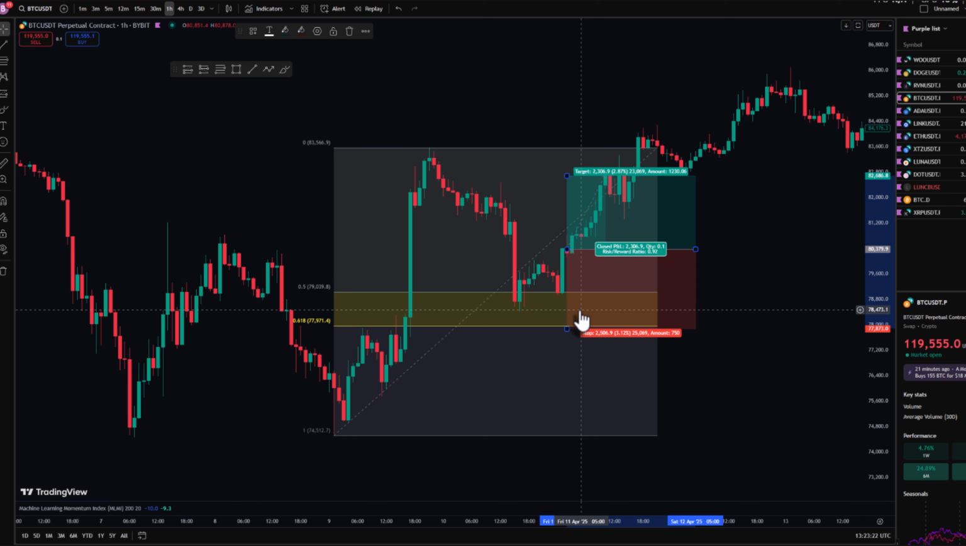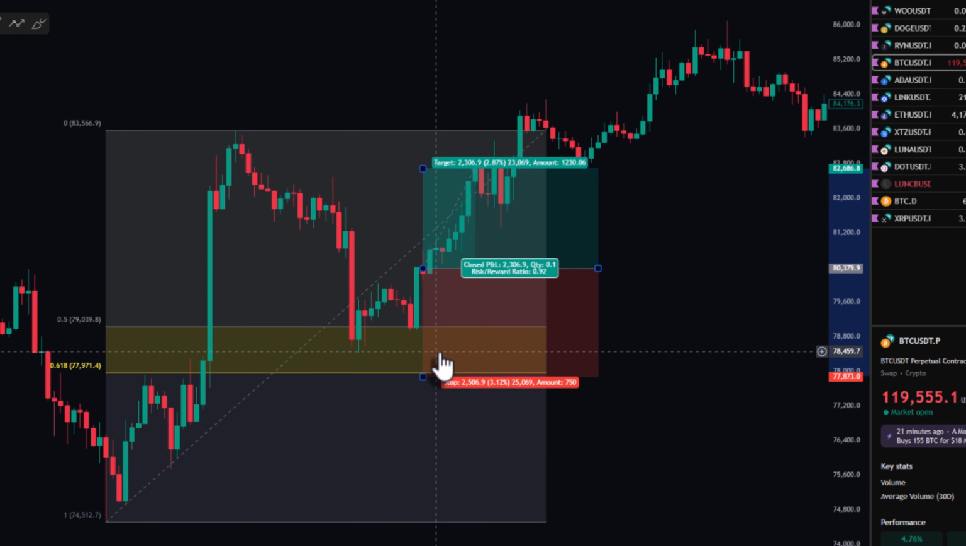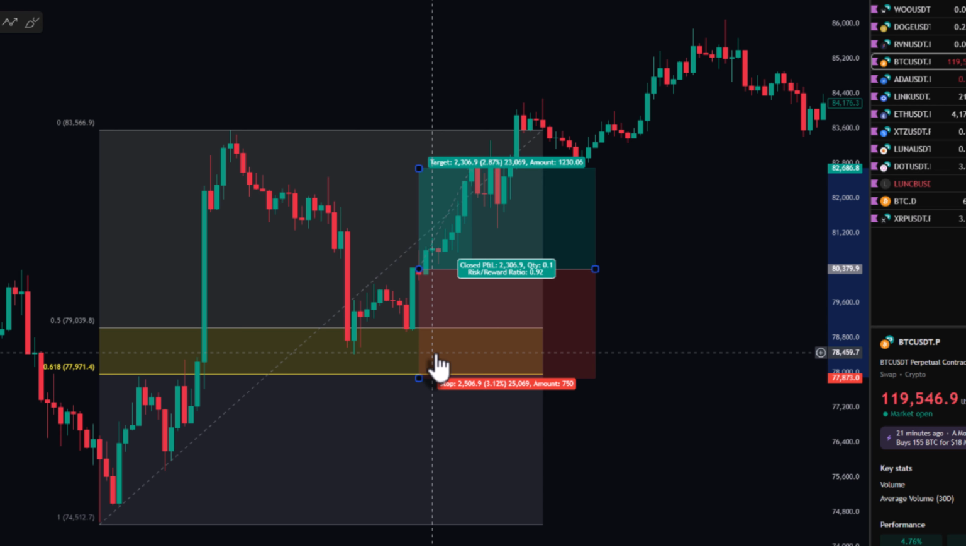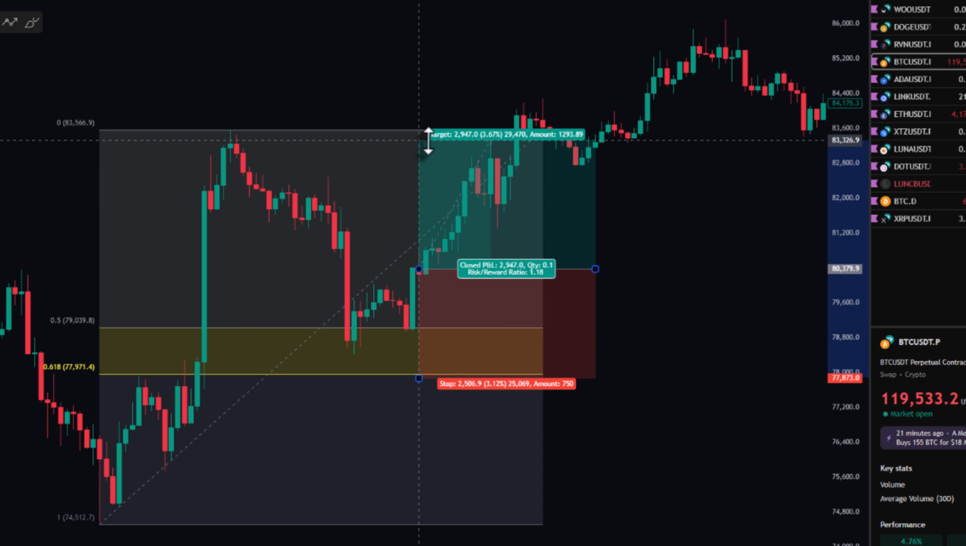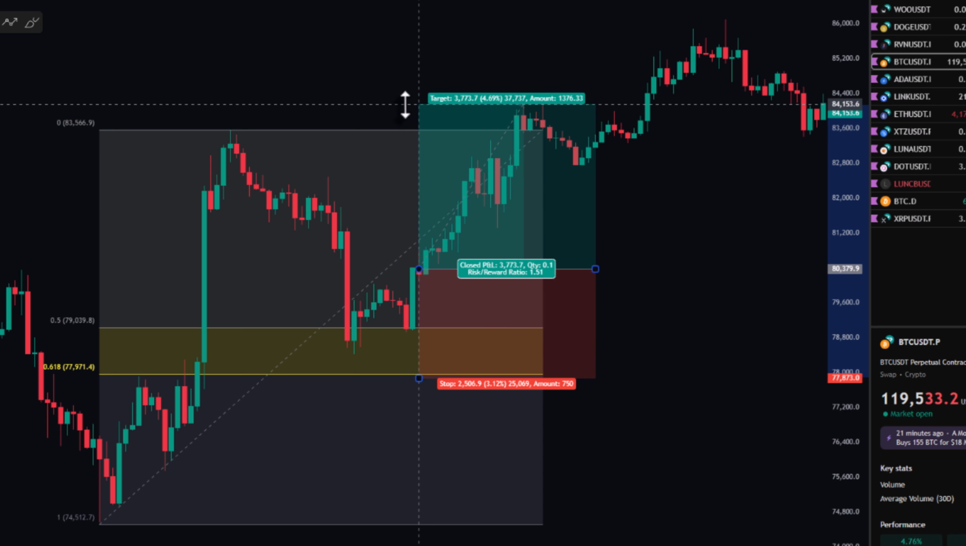You can do a risk to reward of 1 to 1.5, or you can do a trailing stop loss, or whatever you want to do. For this example, we're going to do 1 to 1.5. So that should be right there. And there we would get out and we have a nice profit.